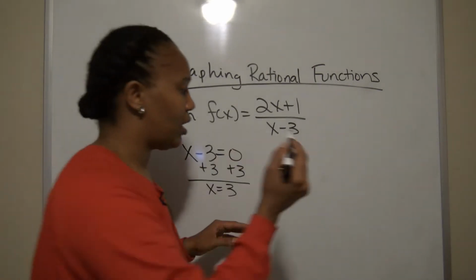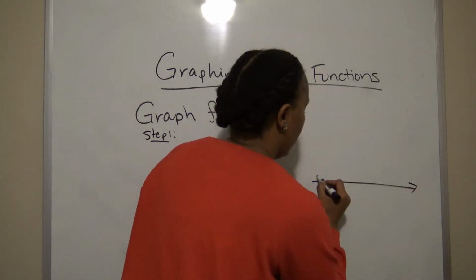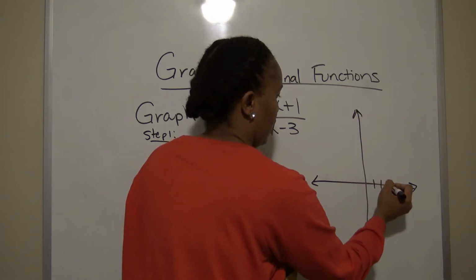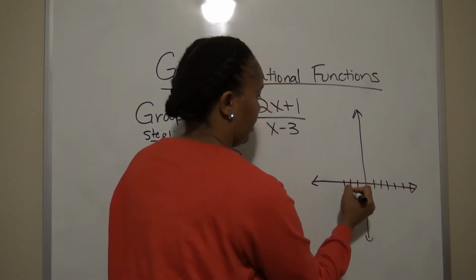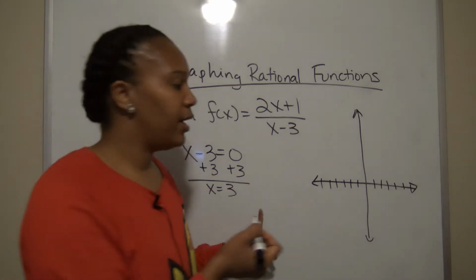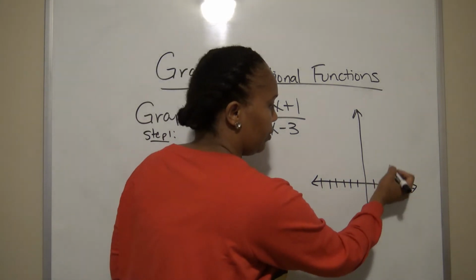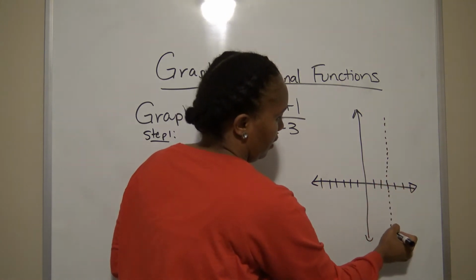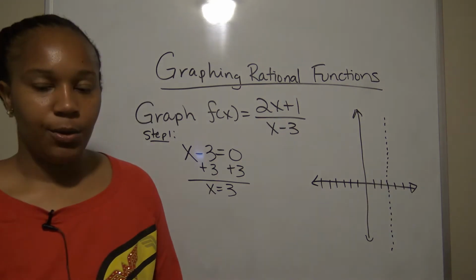Now I'm also going to start my graph over here. I'm going to start sketching my graph as I go through each of these steps. So since I have a vertical asymptote at x equal 3, that means at x equal 3, 1, 2, 3, I have a dashed line that goes through there. That is my vertical asymptote.